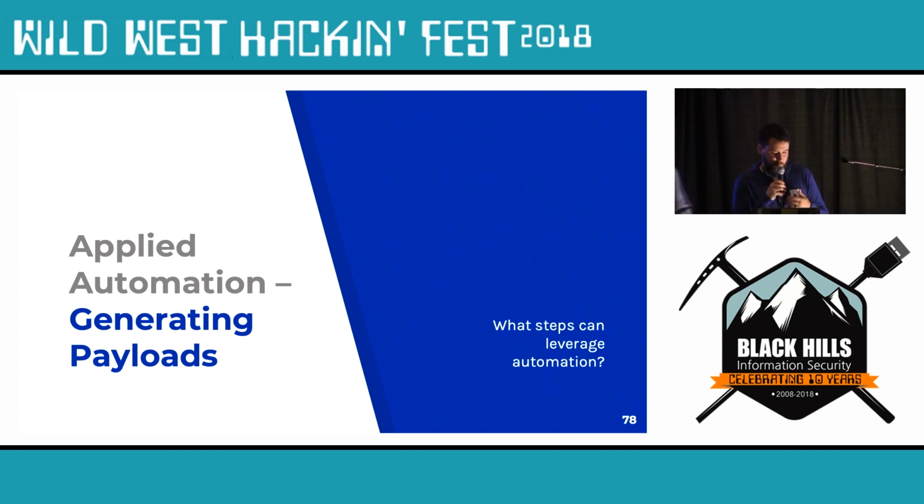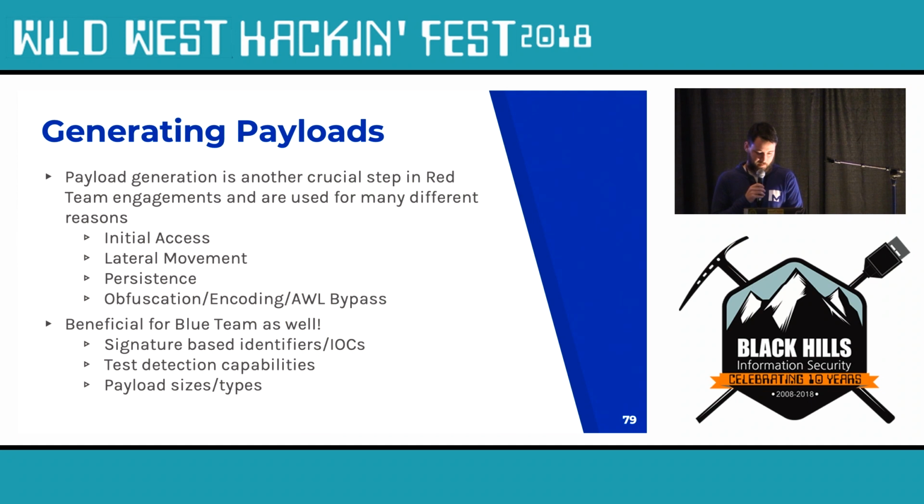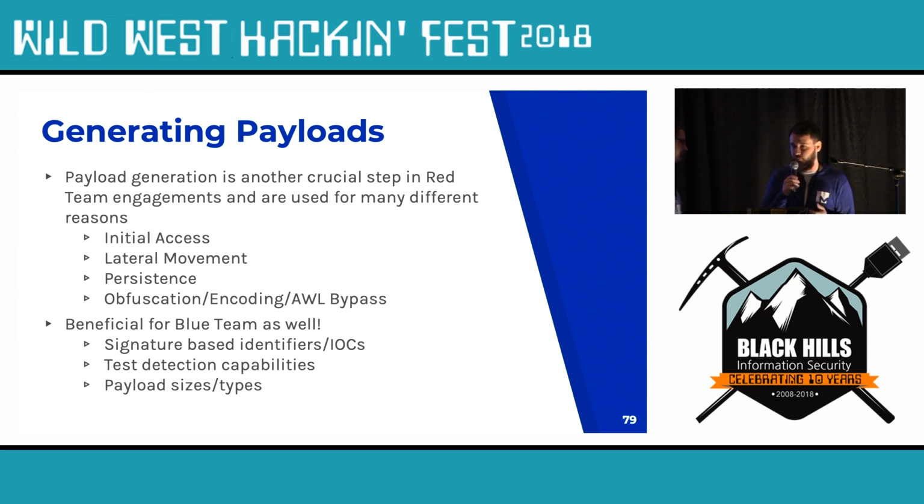All right, so let's talk about generating payloads and how we can use Aggressor with that. Payload generation is another crucial step in red team engagements. It's used for many different reasons: initial access, lateral movement, persistence, obfuscation, encoding, application whitelisting, all that kind of stuff. It's beneficial for blue team as well. Blue teamers, you can use this for signature-based identifiers, IOCs, you can write for them. You can test detection capabilities, and also the payload sizes and the types of payloads.